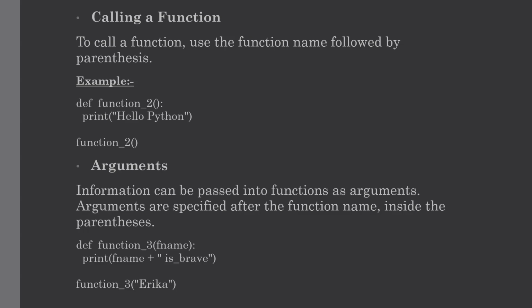The terms parameters and arguments can be used for the same thing, which is nothing but the information that we are passing into a function. From a function's perspective, a parameter is a variable listed inside the parenthesis in the function definition, and an argument is the value that is sent to the function when it is called.